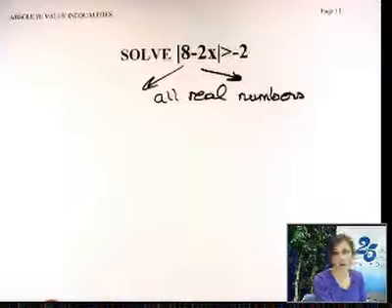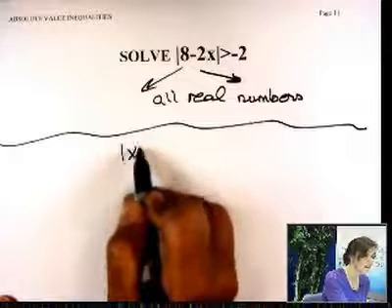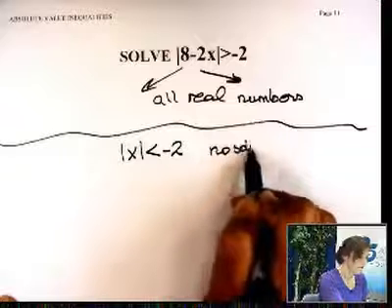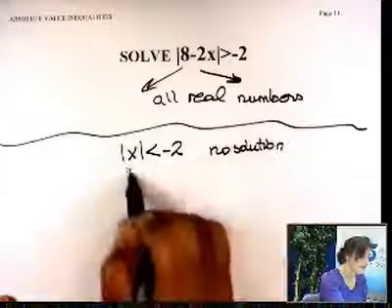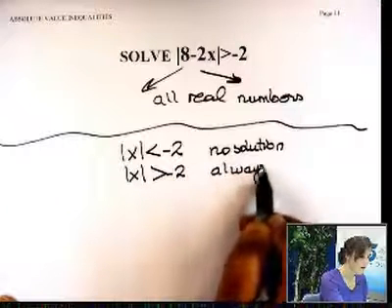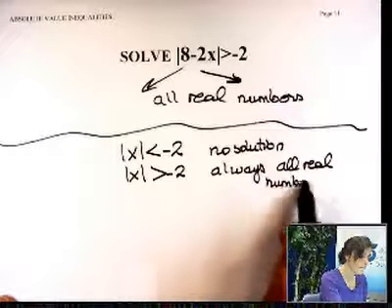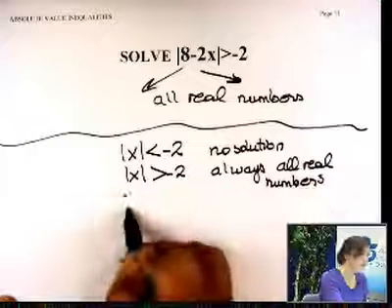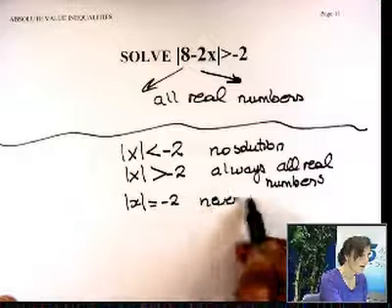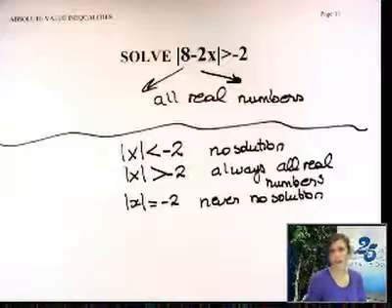How about putting the both together? If I had this, never. I have this, always. All real numbers. How about this? Never. Don't mix those three up and you'll be okay.